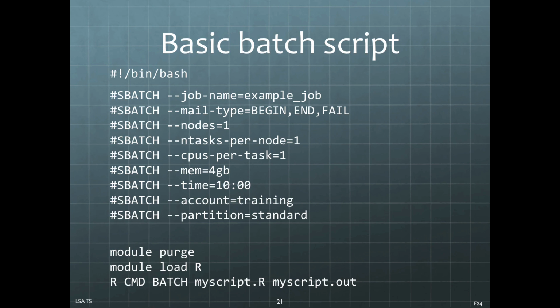All of this up here are the options to the scheduler that tell it things like the name of your job, when you want to get mail, how much memory your job wants to use, how much time your job uses, what account to use, and what partition. Partition is what type of node. And so the standard partition is those 180 gigabyte, 36 core nodes I was talking about. When we do the GPU work, we'll actually be using a GPU partition.